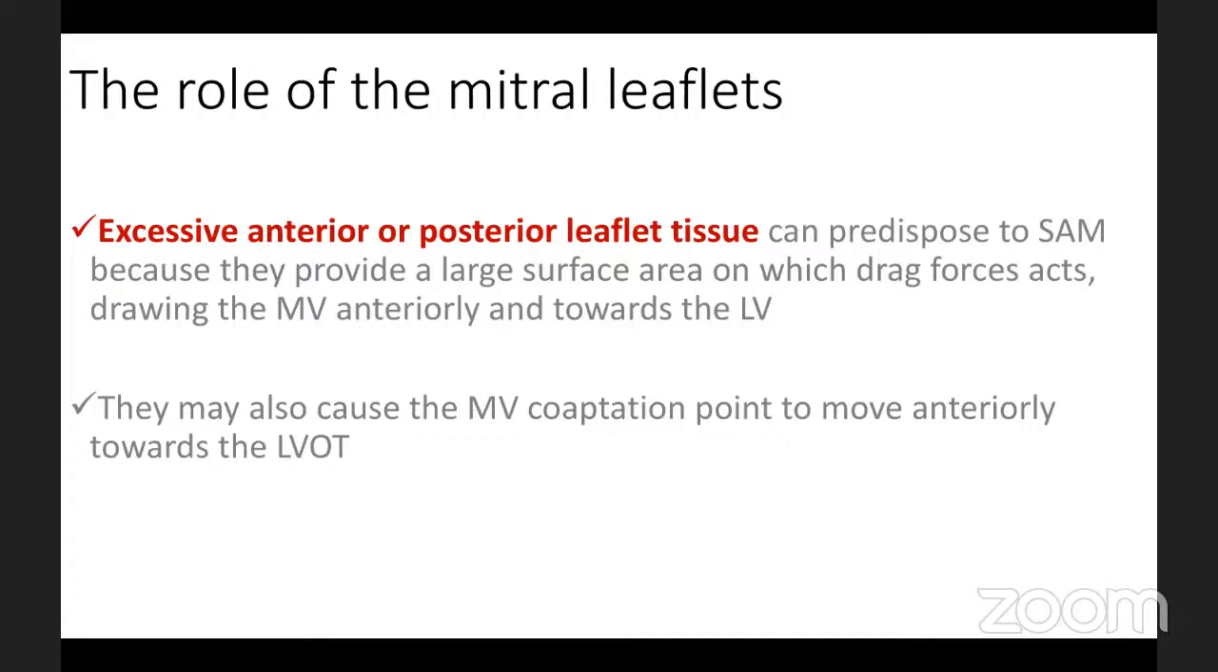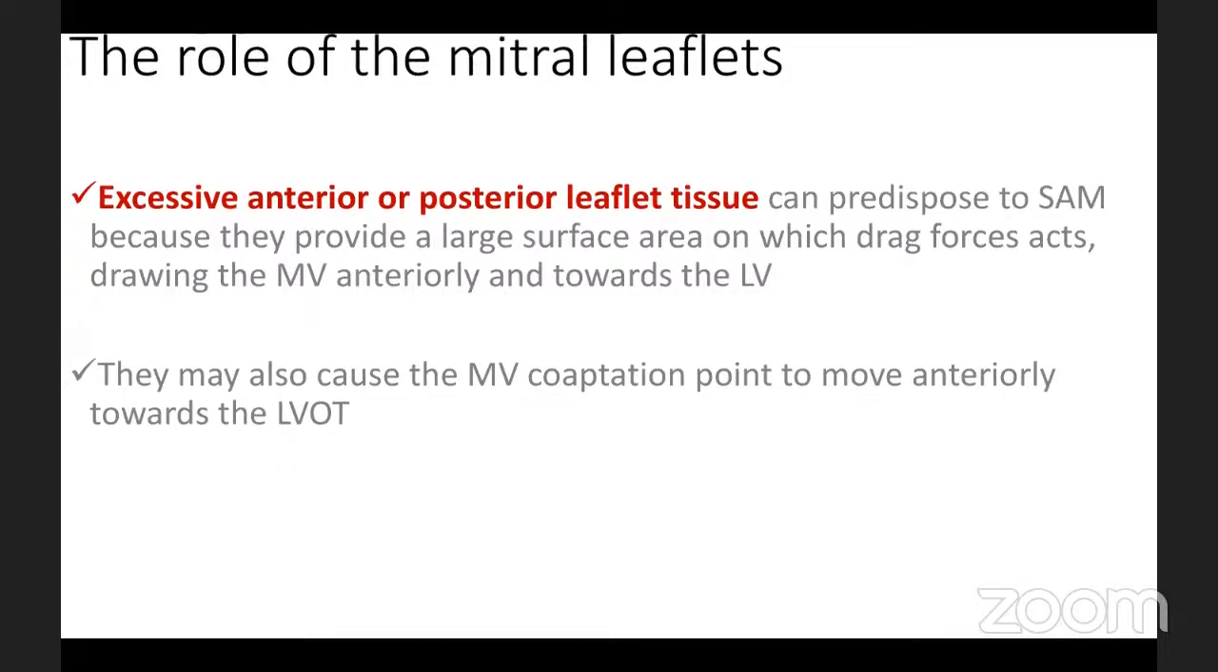So, the role of the mitral valve leaflet in SAM: excessive anterior or posterior leaflet tissue can predispose to SAM because they provide a large surface area on which drag forces act, drawing the mitral valve anteriorly and toward the left ventricle. They may also cause the mitral valve coaptation point to move anteriorly toward the LVOT.